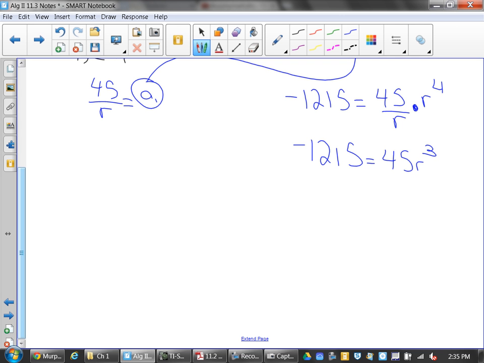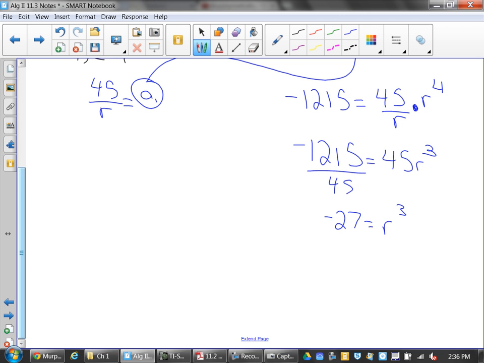That's not square root. I'll show you in a second because you haven't seen it on this calculator. To get the r by itself, what do you have to do first? So I'm going to divide by 45, right? Yep. All right, so divide it by 45, you get negative 27. Oh, that's really convenient.